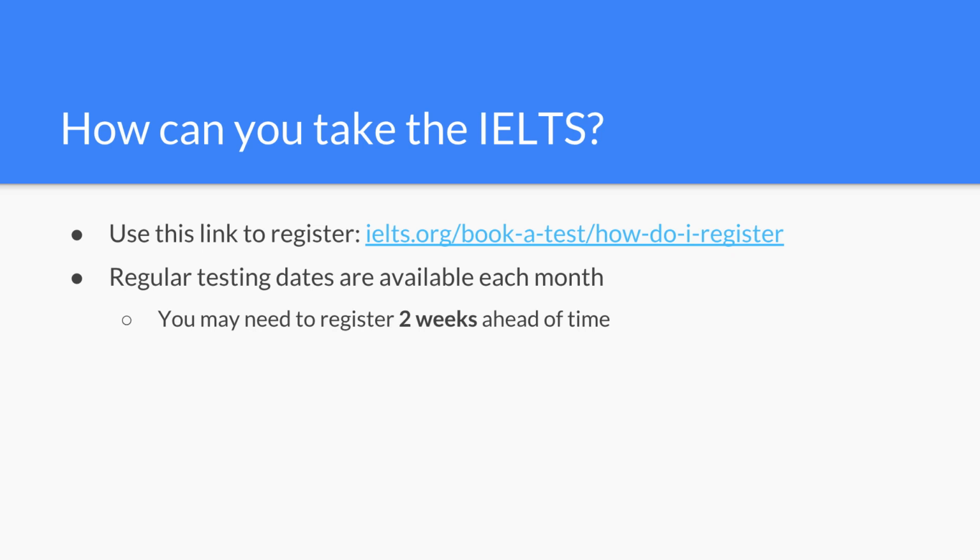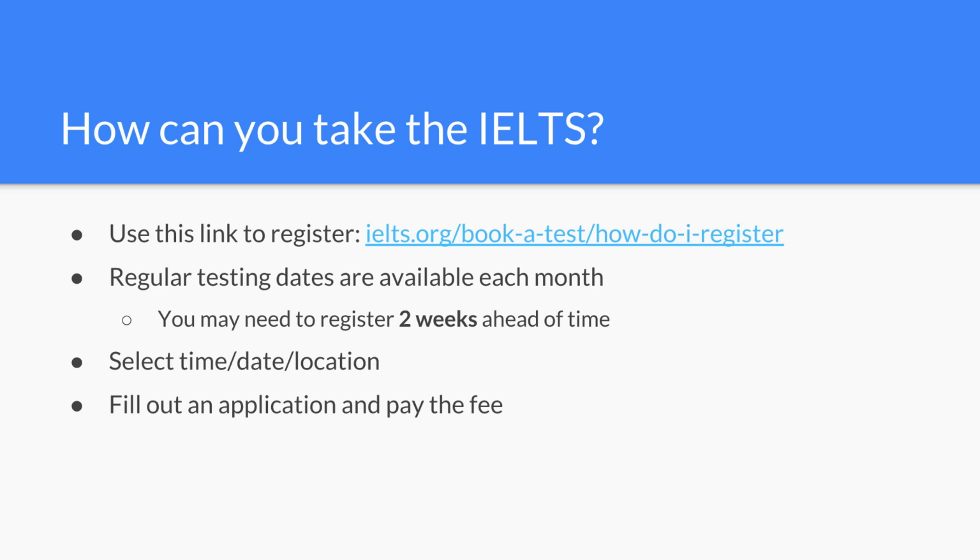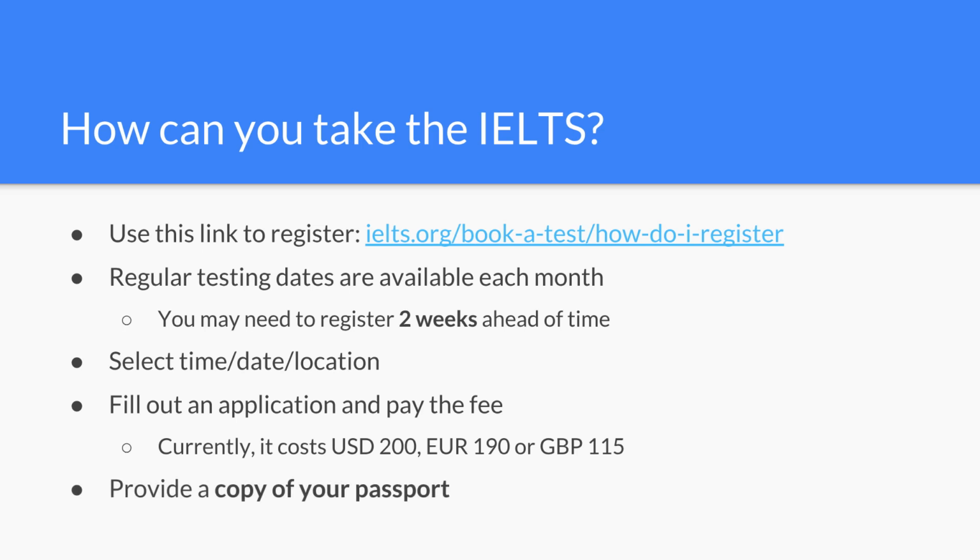Keep in mind, however, that in some testing centers, you may need to register 2 weeks ahead of time. Next, select the date, the time, and the location for your test, fill out the application, and pay the fee. At the moment, it costs about $200 US. Once you've done that, provide them with a copy of your passport, and that should complete your IELTS application.